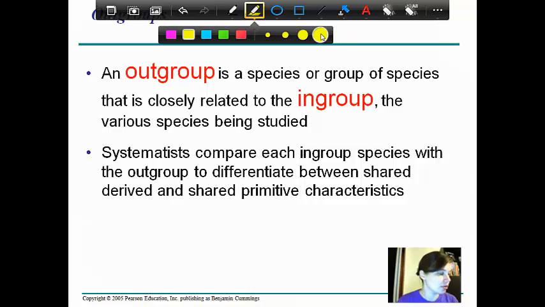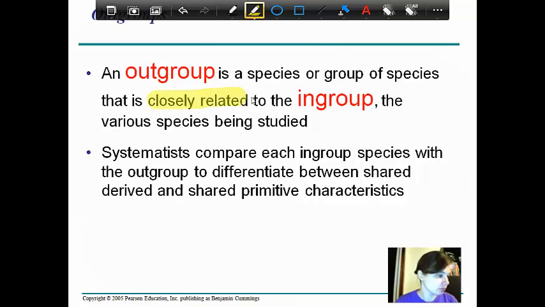So our outgroup, again, is a species or group of species that's closely related to the in-group. Now it's acting up again here. There we go. Okay. The outgroup is the species that's being studied.